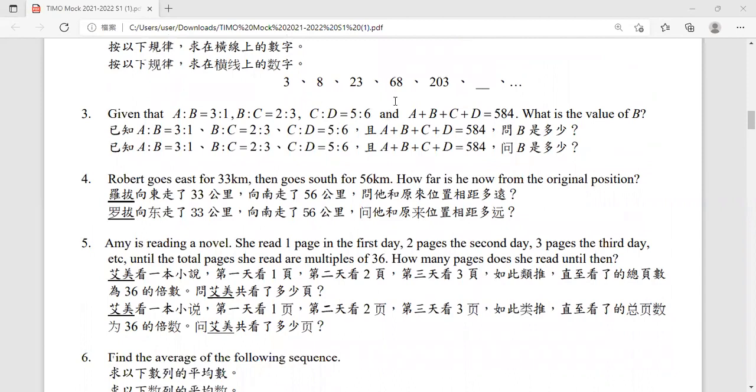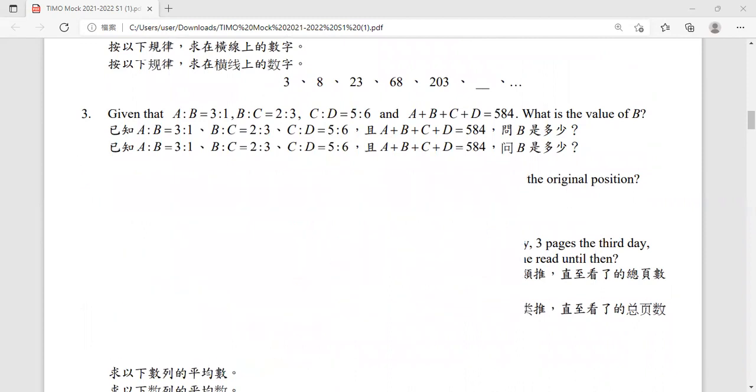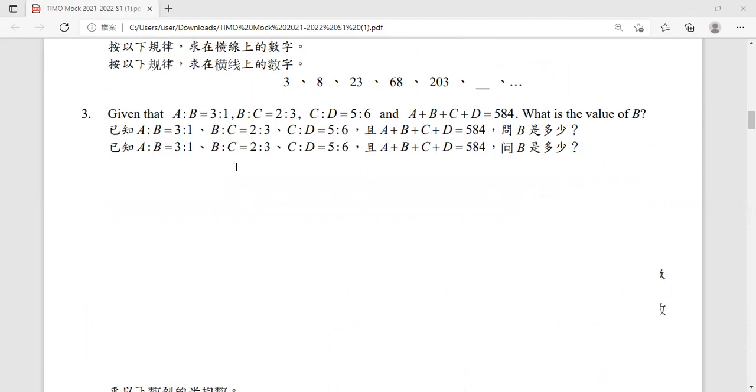Now let's see the next question. For this question, yeah, very good, most of them got the answer. You have to find the ratio first. You have to find this ratio. First, find A to B to C to D, and then use some multiplication or something like that.